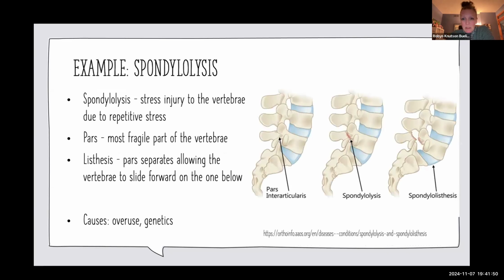So as an example of a bone stress injury in a figure skater, I see a decent number of stress fractures in the lumbar spine, probably about one a month, specifically in a figure skater. So this is a stress injury to the vertebrae, most often to the pars interarticularis. This is the little area in the back part of the lumbar vertebrae that is the most fragile part.